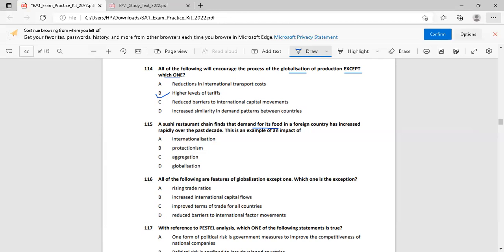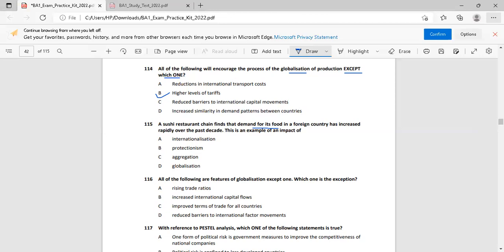That is protectionism. Here it talks about demand for foreign food in a foreign country. The sushi restaurant chain finds that demand for its food in a foreign country has increased rapidly over the past decade. So is it aggregation? Aggregation talks about the activity that happens in an economy. It is not involving a foreign economy. Aggregation is about producing more goods, and on account of that, providing more employment opportunities to the people in the economy. So aggregate demand is talking about what activity takes place in the economy.